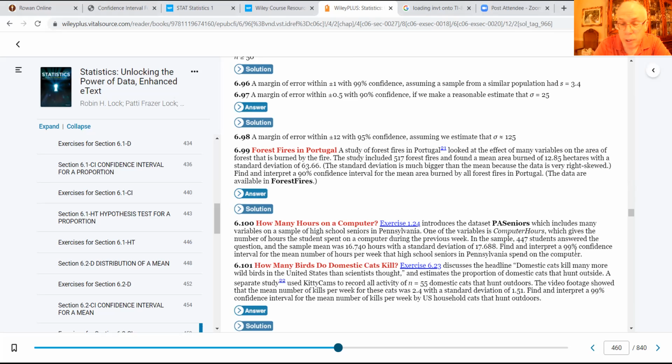Sometimes you'll see examples like that. All right. Notice here, the standard deviation is much bigger than the mean because the data is very right skewed. Now, because the sample size is 517, even though the population is right skewed, we can assume the sampling distribution is normal because the sample size is much larger than 30. All right. So it says find and interpret a 90% confidence interval for the mean area burned by all forest fires in Portugal. So that's the population, all forest fires in Portugal, and we're looking at 517 of them that were randomly selected.